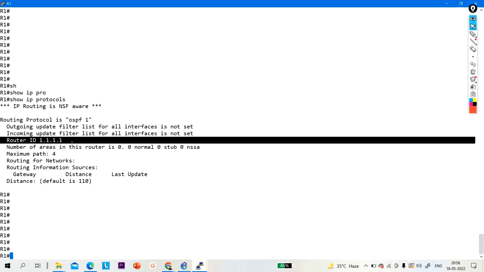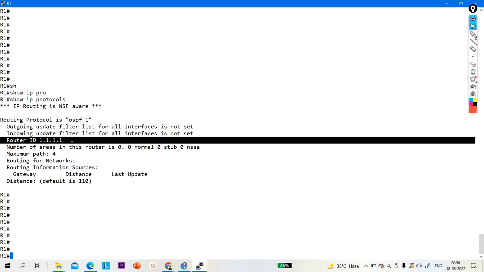This is the highest, because I haven't configured it manually, right? Then the router will elect one router ID automatically. First of all, it will look for a loopback IP address. There is only one loopback address, 1.1.1.1, so 1.1.1.1 will be elected as the router ID.